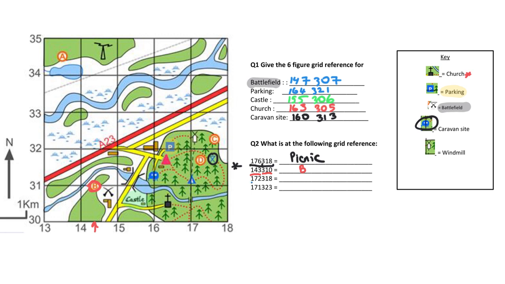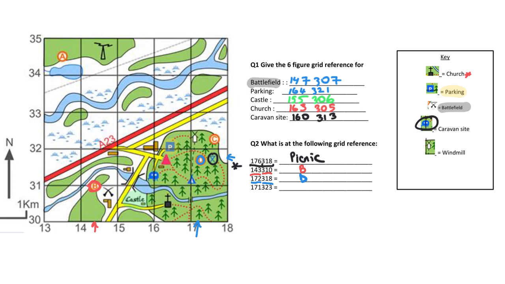The next one, we're 172,318. So we're going into the 17, and we're going 2/10 into the 17 grid. And then we're going up to the 31, and we're 8/10 of the way along. And we can see that's this D, letter D.